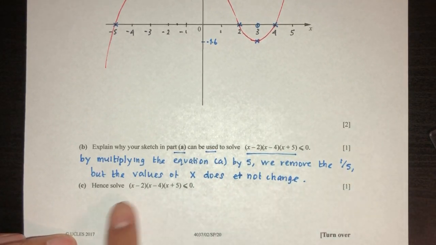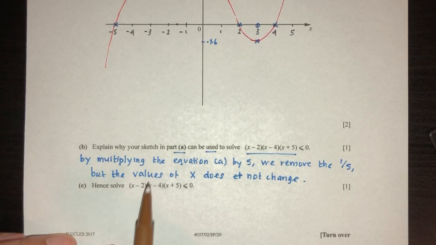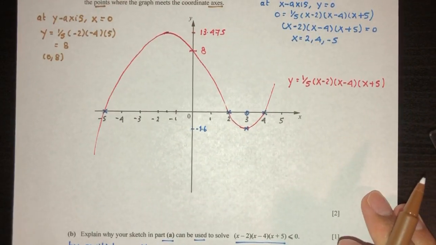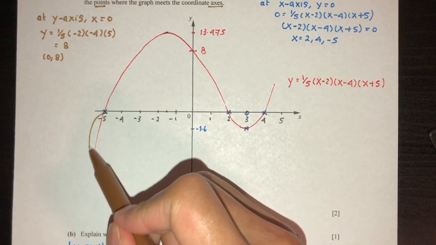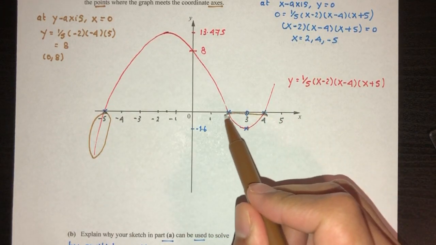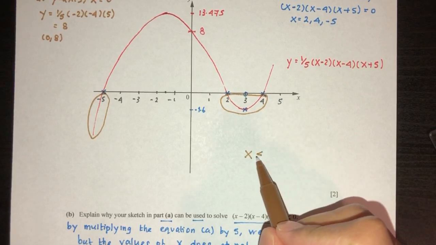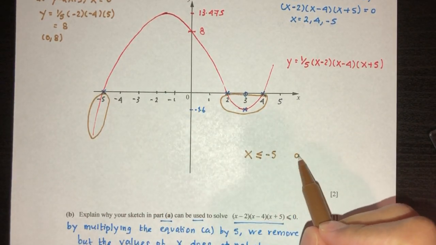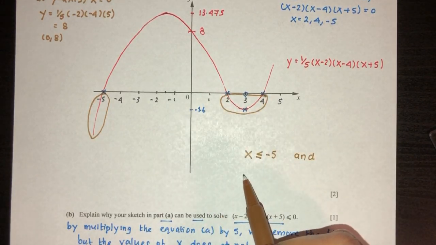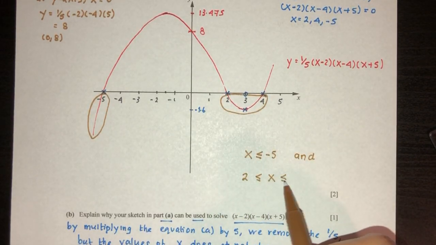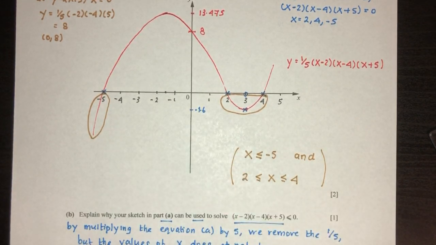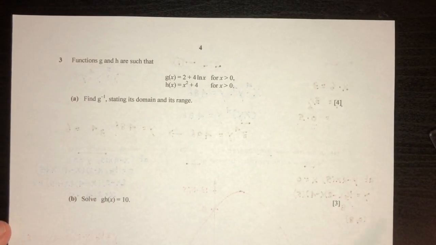Now for part C, hence solve this equation. Basically, we have to see where this is less than 0. So same thing, by observation, you will see that it is true for this part and for this part. So it is less than 0 when x is less than or equal to minus 5, and between those two values, which is 2 and 4. Okay, so that will be your answer for part C. And that is your question number 2. Now let's move on to question number 3.